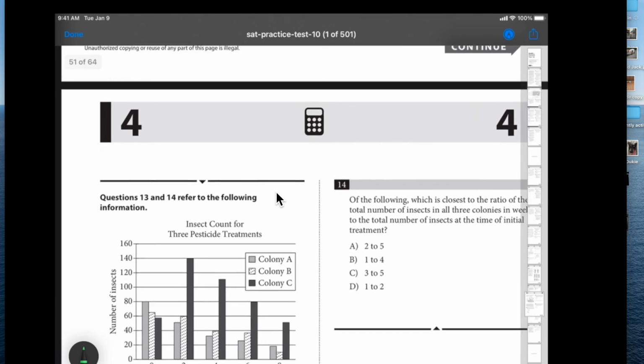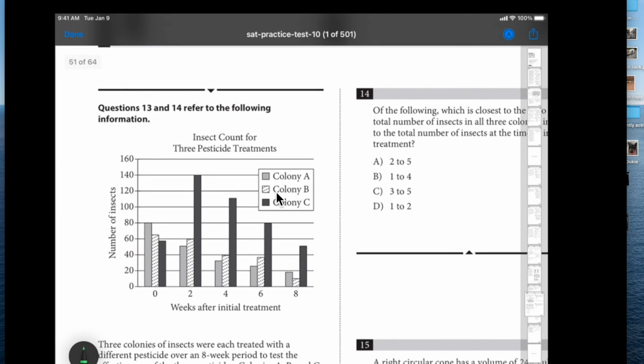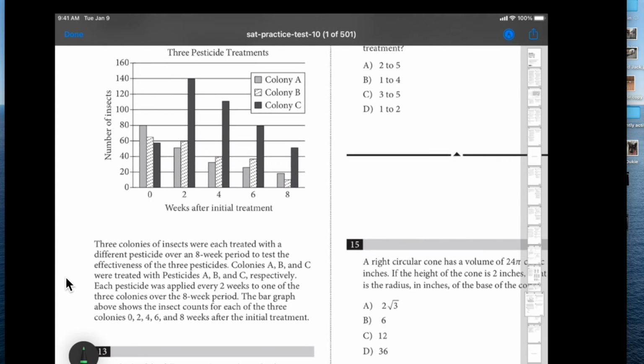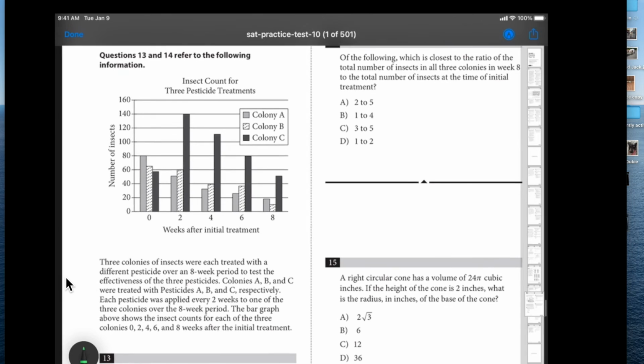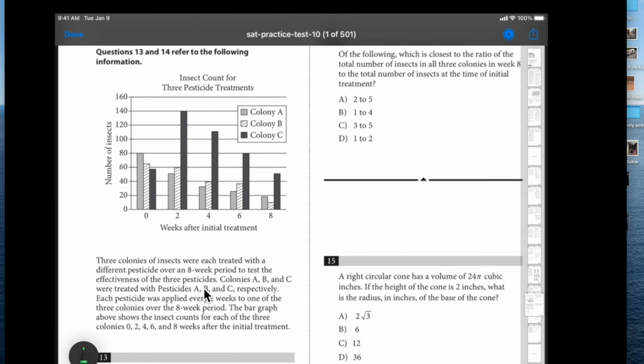Next one. Question 13 is going to refer to this table. So let's analyze this a little bit. Here's the title, Insect Count for 3 pesticide treatments. Number of insects on the y-axis, weeks after initial treatment on the x-axis. And you have 3 colonies. Okay? I like to get a sense of what I'm looking at. 3 colonies of insects were each treated with a different pesticide over an 8-week period. Okay, so here's our 8-week period.